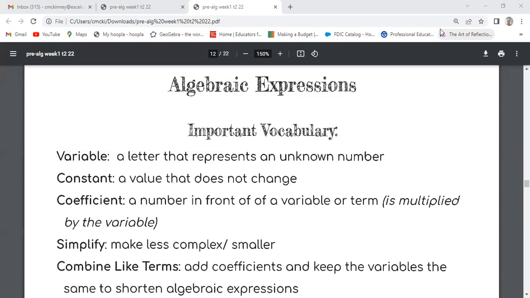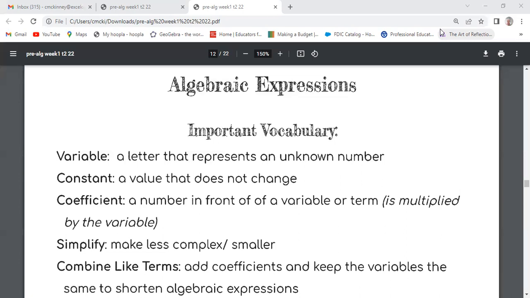And the next word that we're going to look at, constant. A constant is a value that does not change. It's a regular number. That's kind of an easy way to think of it. It's just a number. And then, the number 3 is always 3. A coefficient is a number that's going to be right in front of a variable. And it's going to be right in front of the variable, which means that it is being multiplied by the variable. Right? And as we look at these, you'll see examples of each of these.